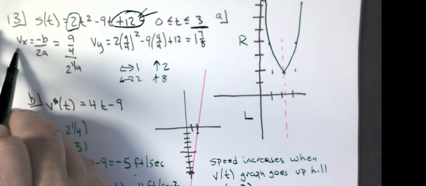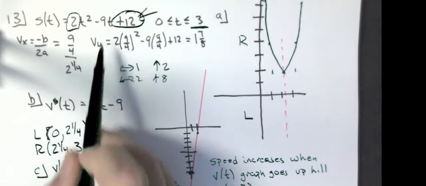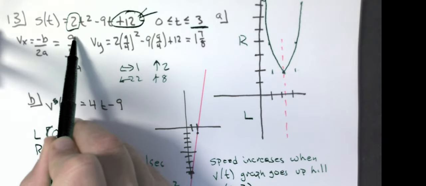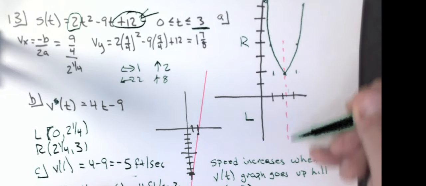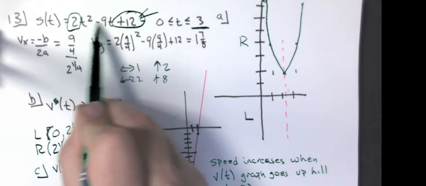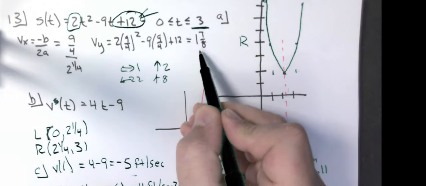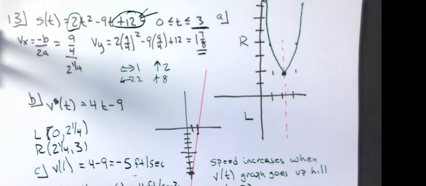So the x-coordinate of the vertex is at the line of symmetry, which is at negative b over 2a. That would be the opposite of negative 9, which is 9 over 4, or 2 and a quarter. So I drew my line of symmetry in. Then I put the 9 fourths into my original equation. I used a calculator and got 1 and 7 eighths. So 9 fourths and 1 and 7 eighths gave me that dot.